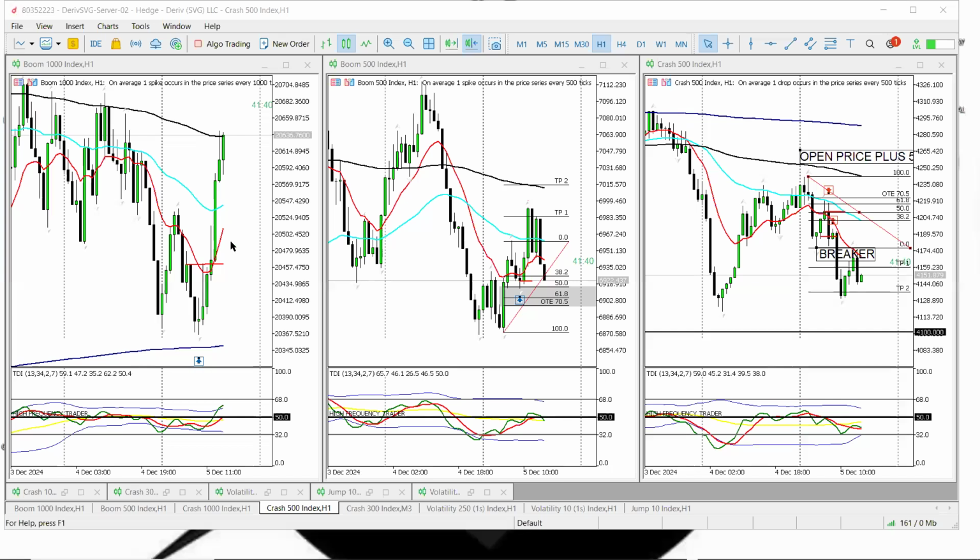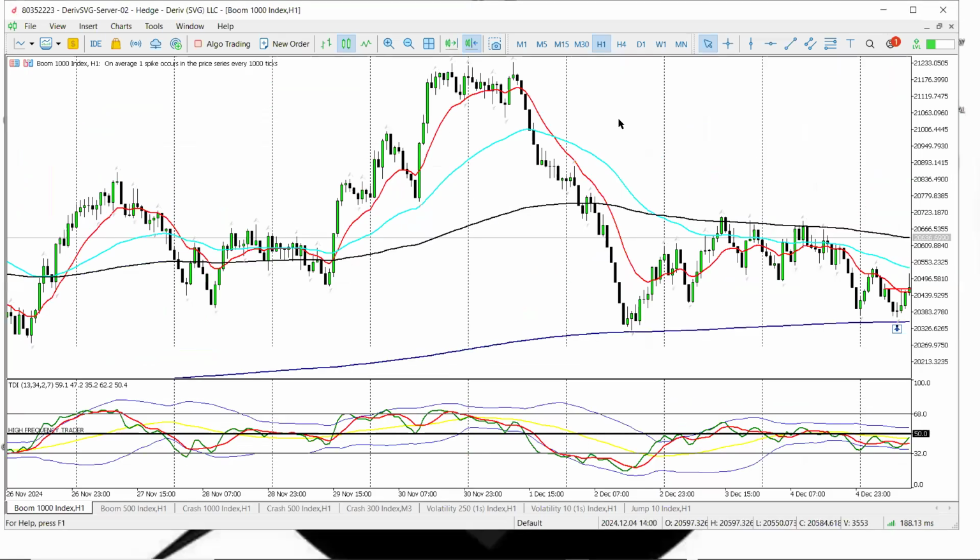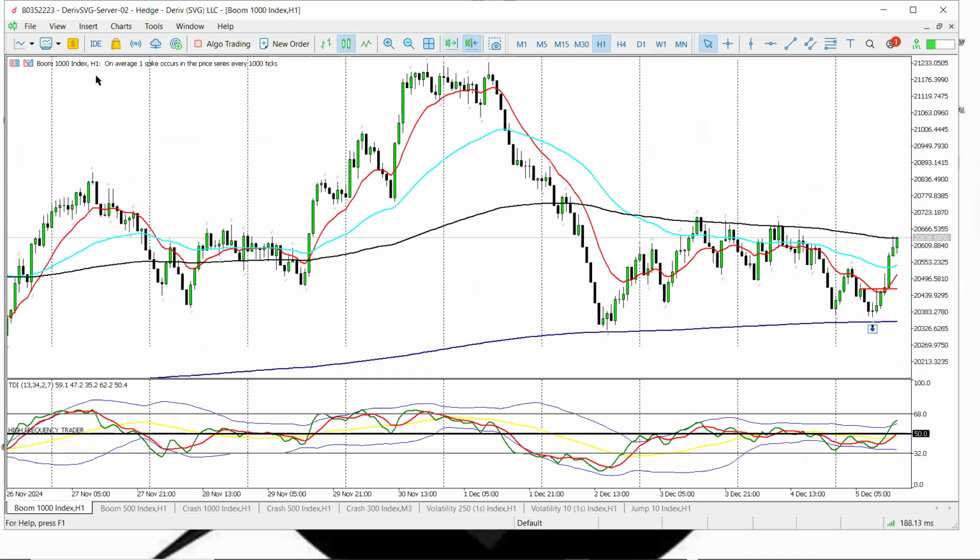So we're going to start with B1000, maximize the chart. So you can see intraday, basically we're on H1. The price, okay, what's going on here? Okay, the price created a high at the top here, right? And we've been pushing down and almost going sideways, but we can say we were in a downtrend, right?